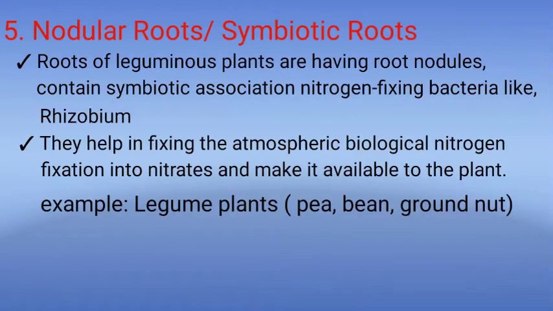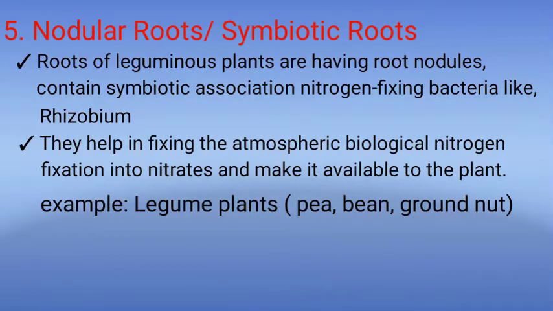Now, the fifth type of root modification, nodular roots or symbiotic roots. In this type, roots of leguminaceae plants have root nodules which contain a symbiotic association of nitrogen fixing bacteria like Rhizobium. We know Rhizobium helps in the fixation of atmospheric biological nitrogen into nitrates and makes it available to the plant. Examples, leguminaceae or fabaceae plants like pea, bean, groundnut, grams, etc.